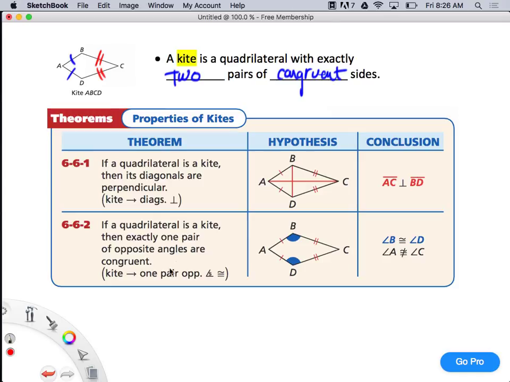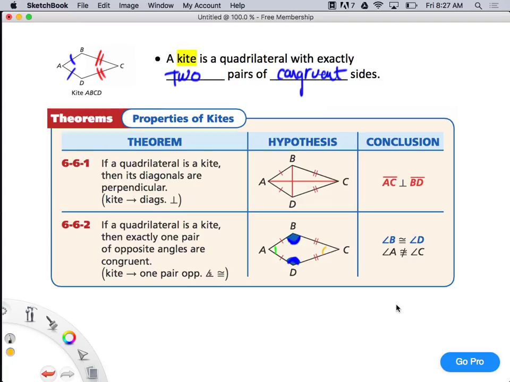Guys, what do I notice about these two blue angles that are opposite? They're congruent, right? What about this angle as compared to this angle, the green and the yellow? Are those congruent? No, they're not. But those two, it's got exactly one pair of opposite angles. So that's what it says: kite, one pair of opposite angles is congruent. And remember this equal sign with the little squiggle on top? That means congruent. So just one pair of angles is congruent.